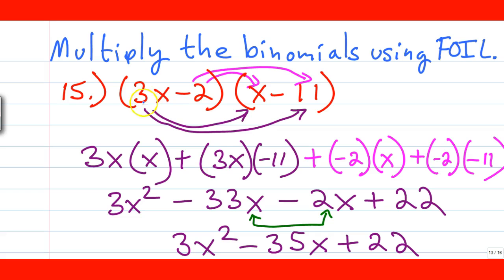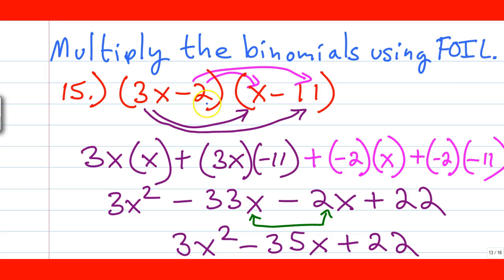So we multiply the 3x times the x, so we get a 3x times x. The O stands for multiplying the outer two terms. So we're going to multiply this 3x times this negative 11. So I'm going to carry that down here. I have a 3x times a negative 11.